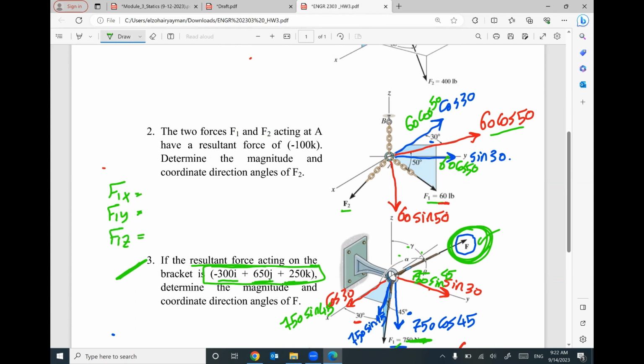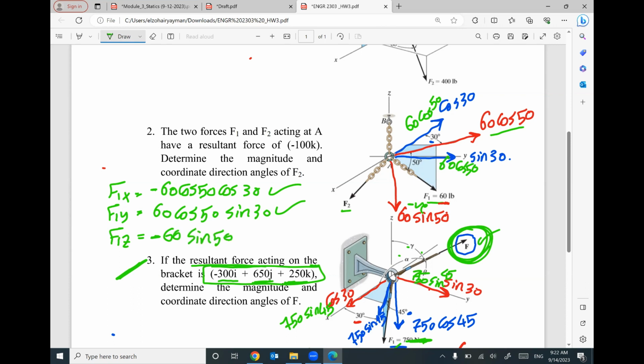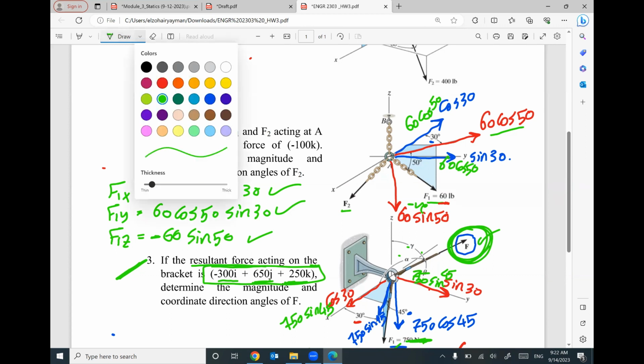The X component will be negative 60 cosine 50 cosine 30. The Y component will be 60 cosine 50 sine 30. F1Z will be in the negative direction, so this is negative 60 sine 50. So I can break F1 into 3 components.